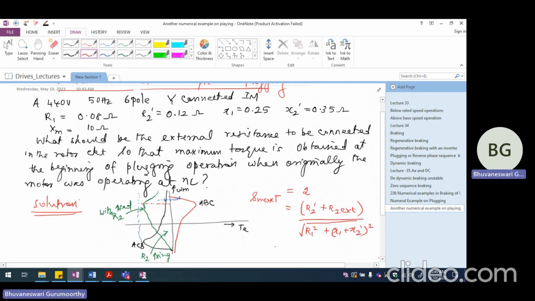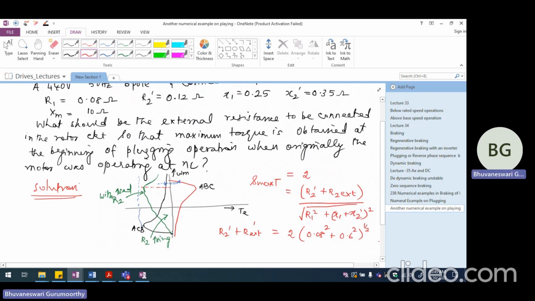So I can write R2 dash plus R external will be equal to 2 times the square root of R1 square, which is 0.08 square, and X1 plus X2 dash the whole square. X1 is 0.25 and X2 dash is 0.35, so that is 0.6, the summation of these two. So I should say 0.6 square, and I have to take the square root of this.